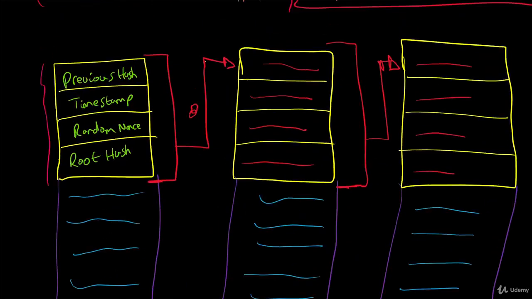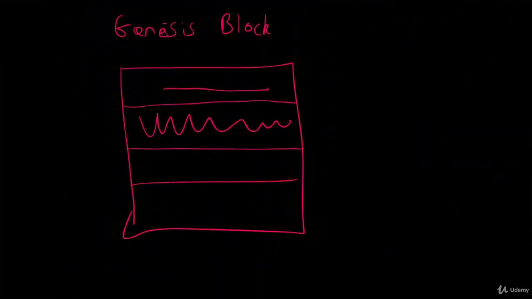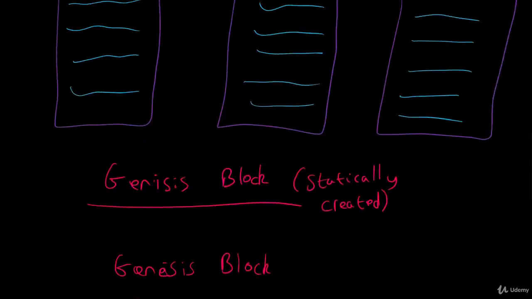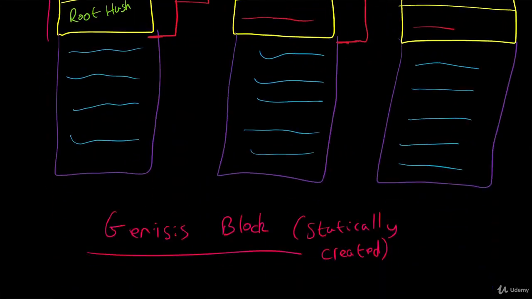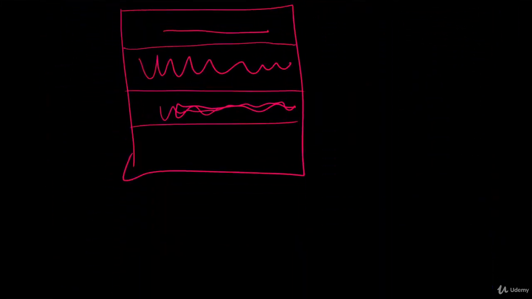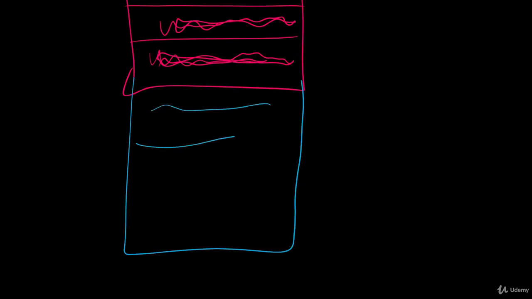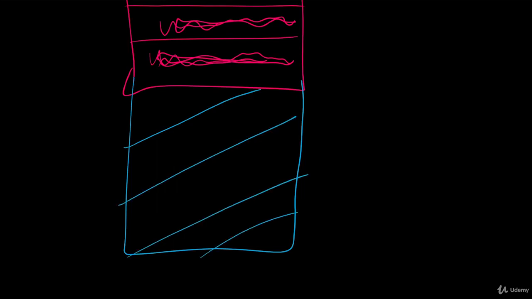The other fields, the timestamp, the random nonce, and the root hash, have a bunch of data in there. And then the transactions are non-existent. So we have no transactions and this is just empty. So this is a Genesis block.